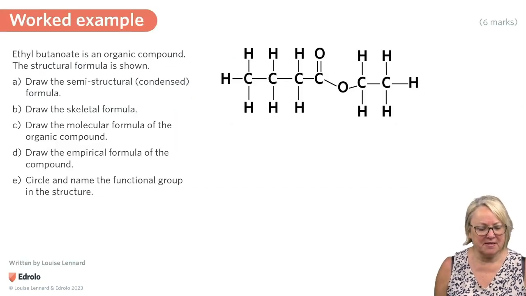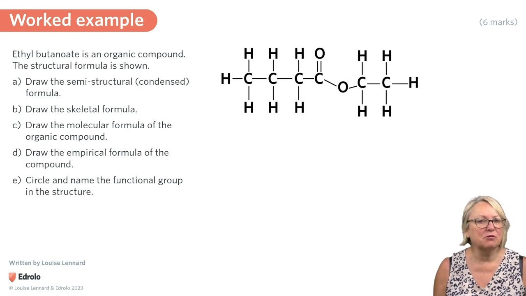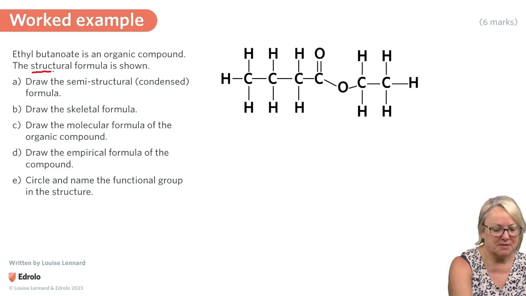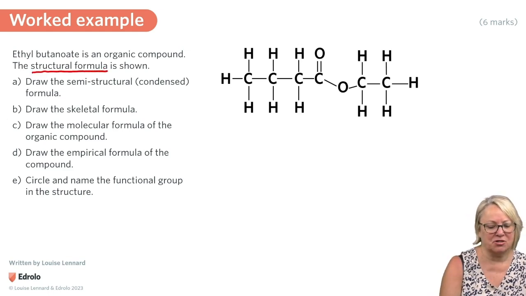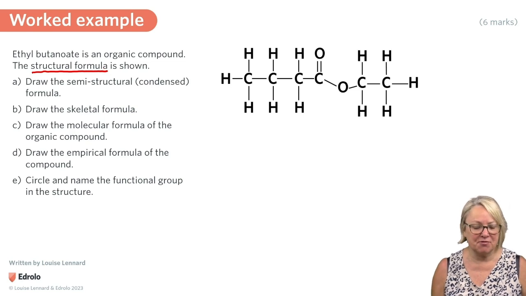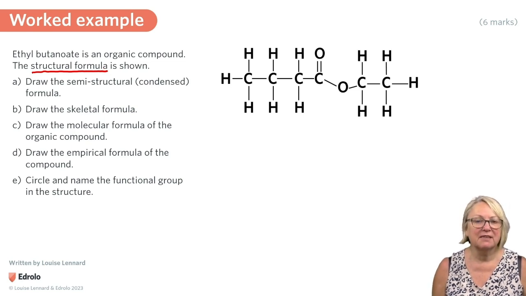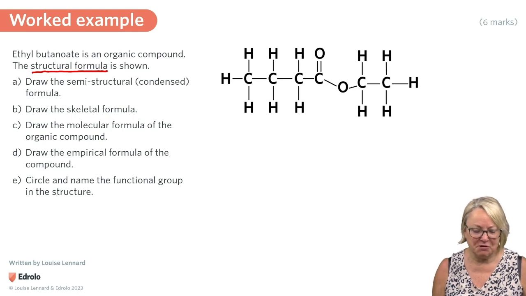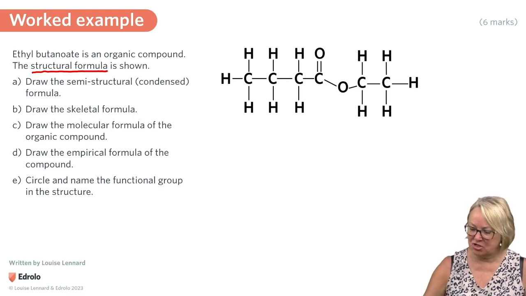Let's look at a worked example. This structure is ethyl butanoate, and we'll look at naming in the next lesson. And the structural formula is shown. There's a number of parts to this question. First of all, draw the semi-structural or condensed formula, then the skeletal formula, then the molecular formula, write the empirical formula, and circle and name the functional group in the structure.